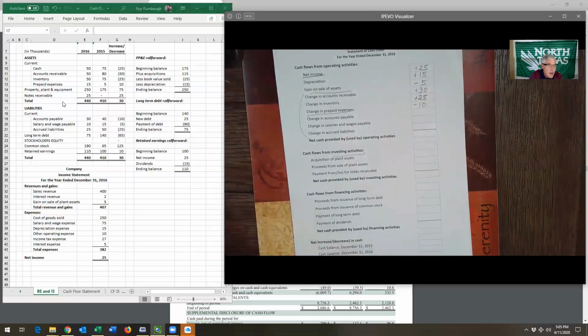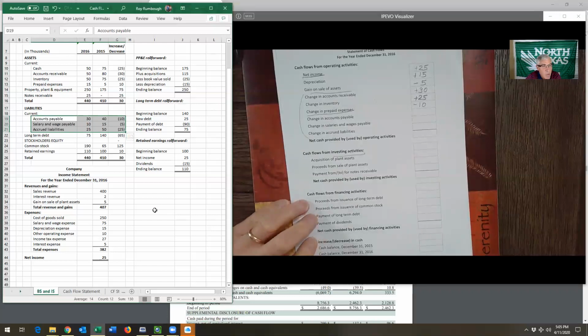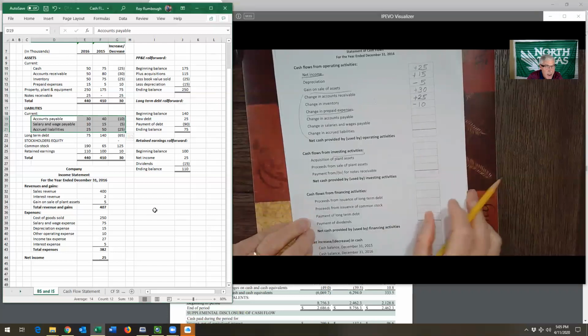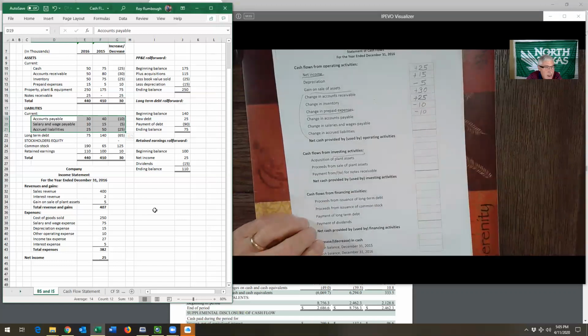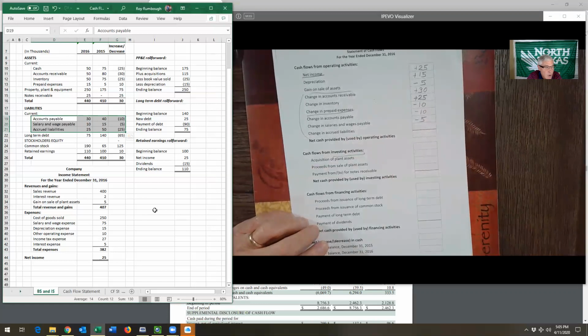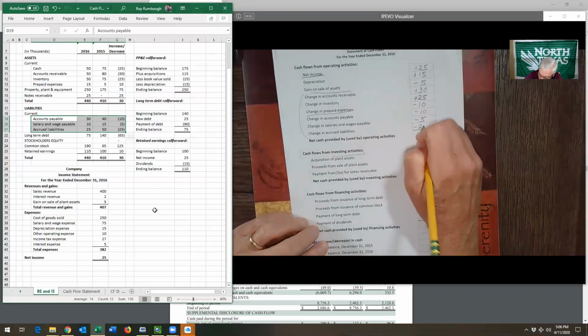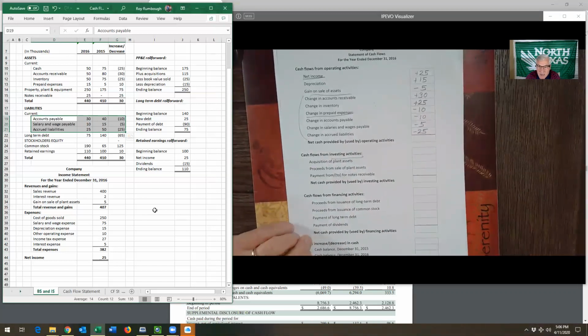All right, now we're down here to my current liabilities. Here, I've highlighted those. Accounts payable went down by 10. It went from 40 to 30, same direction, minus 10. Salaries and wages payable went down by 5, same direction, minus 5. And accrued liabilities went down by 25. So this is all minus 25. So I was paying off a lot of these liabilities and reducing them with payments of cash.